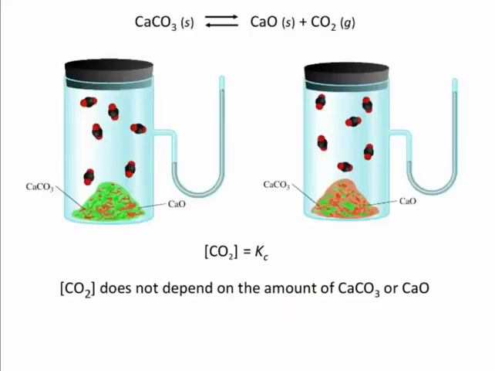Here's a little picture trying to show this, right? Regardless of the ratio of calcium carbonate and calcium oxide, you have the same pressure of carbon dioxide above these solids. And so therefore, you don't need the solids in your equilibrium constant expression because they don't affect anything, really.